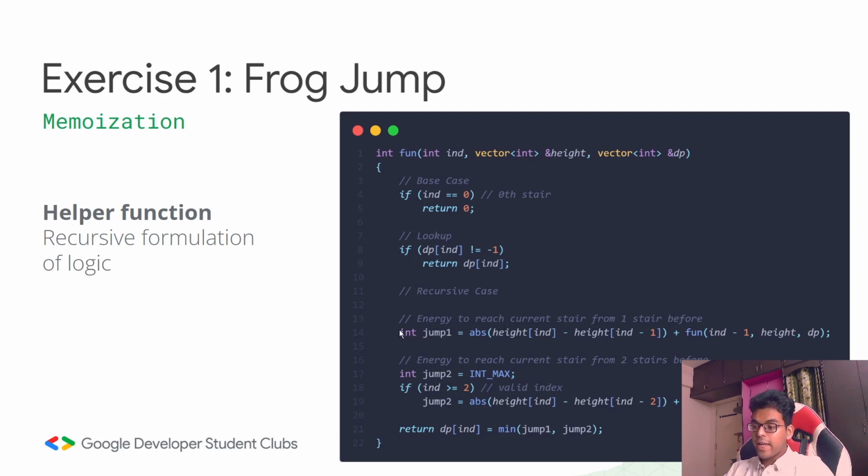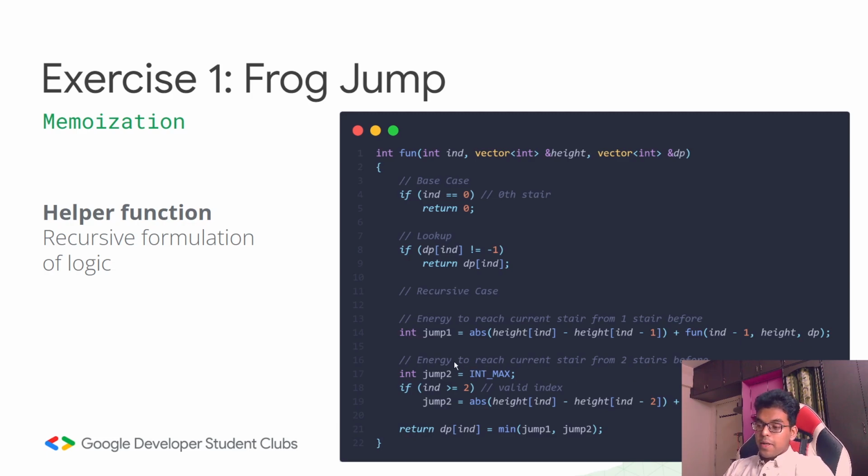We are calculating that energy over here, which is basically the absolute difference of the height value at the current index minus the height value of the previous index, plus, and this is important, the energy required to reach the I-1 stair. Suppose you are at the 4th stair, you have reached the 4th stair from the 3rd stair, that is, the jump is 1. So you would have taken the energy as absolute height of 4 minus height of 3, plus the energy that was required to reach the 3rd stair. So like this, we keep going back to the base case.